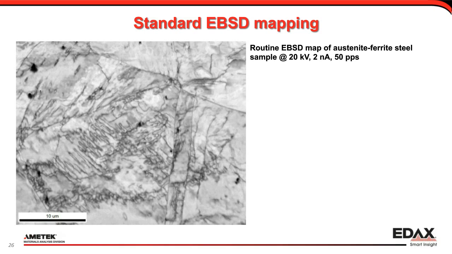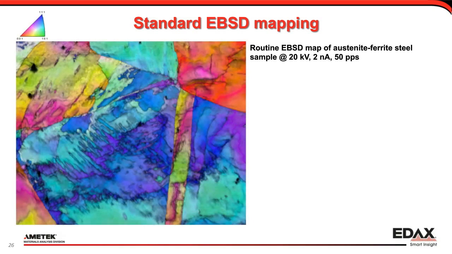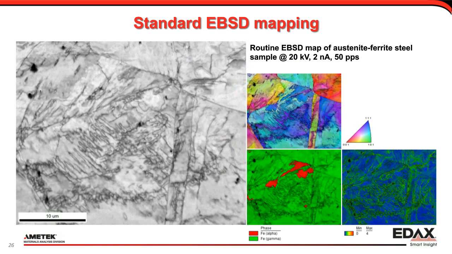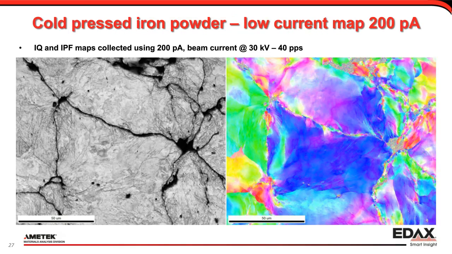Here's just a picture of an EBSD map of dual phase steel, austenite and ferrite, under pretty normal EBSD conditions, 20 kV, a few nanoamp, in this case 50 points a second data collection. There's the indexing result, and we can just do any normal EBSD analysis we want. So there we have the phase map. On the right here we have the kernel average misorientation map, looking for the substructure in this deformed material. That's not too exciting, but it gets more exciting when we start looking at different currents, different conditions.